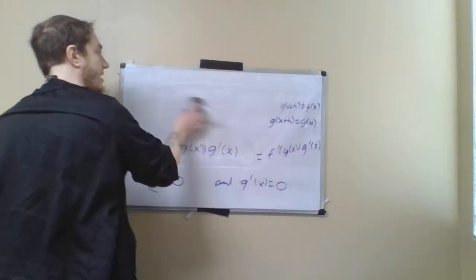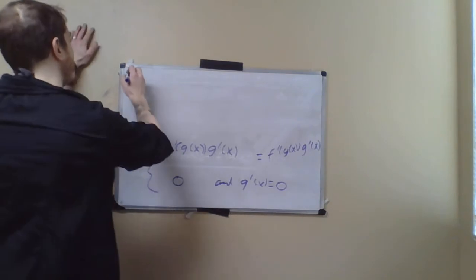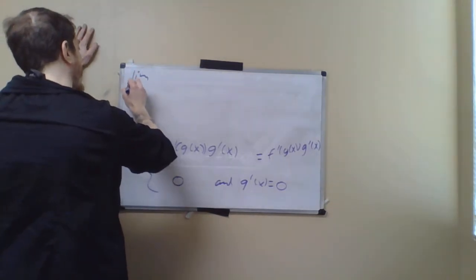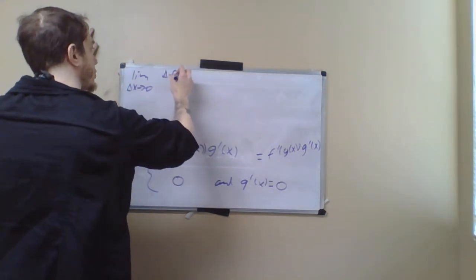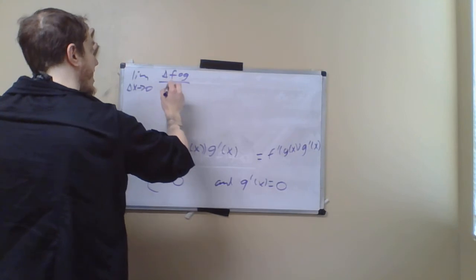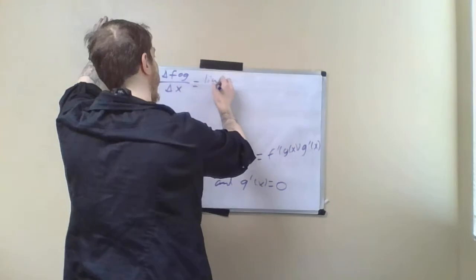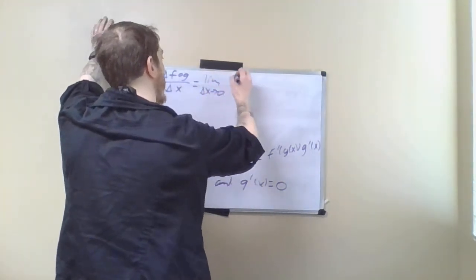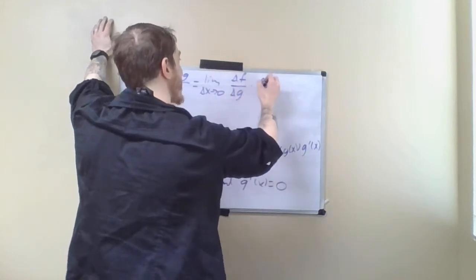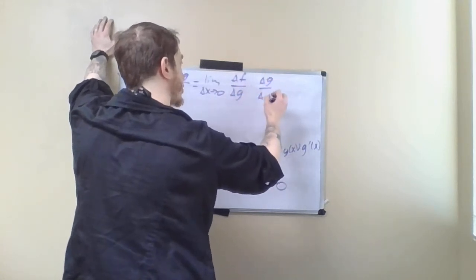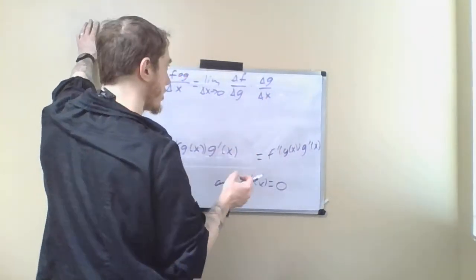There's a second, maybe slightly more intuitive way of thinking about this, because you can kind of think of the whole thing as the limit as delta x goes to 0 of the change in f composed with g divided by the change in x. And we can sort of think of this as the limit as delta x goes to 0 of the change in f per change in g times the change in g per change in x. Again, provided that the change in g is not 0.